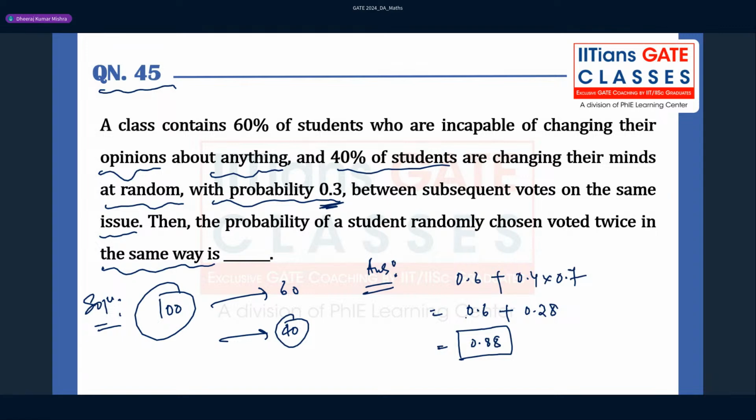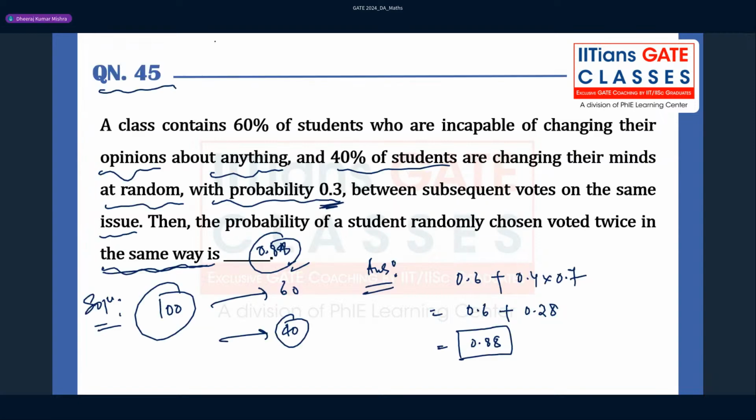So the answer for this question will be 0.88. A little thought process is involved, and then you can solve the question. What they are asking is the probability that a randomly chosen student voted twice in the same way. So 0.88 is what you will get. Understood? Fine. So we will move to the next question.